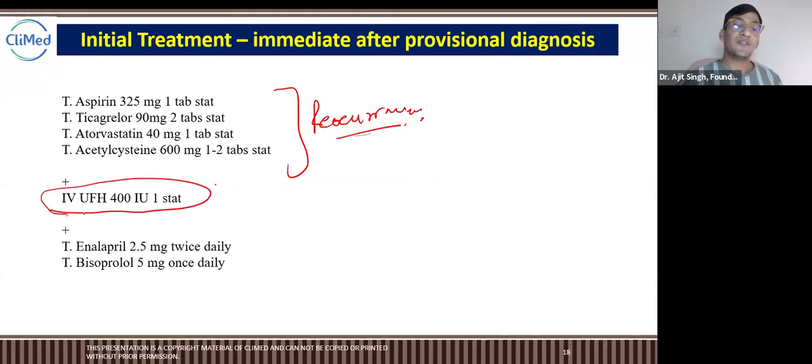along with these, we have given UFH 400 international unit, one injection, one IV now. Why? And what is UFH, guys? See, I'm asking a lot of questions to you, I can tell you, but I want you to understand the things. Anticoagulant, is it anticoagulant? Anticoagulant, yes. It is unfractionated heparin, an anticoagulant, but why are we giving it?